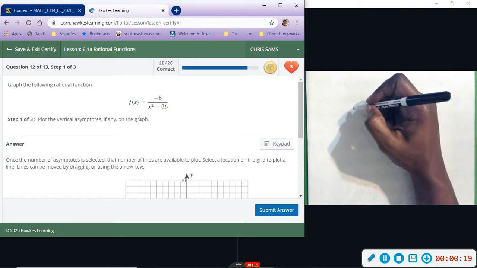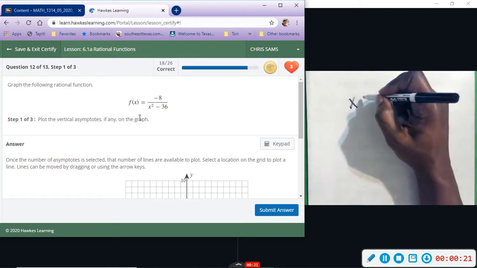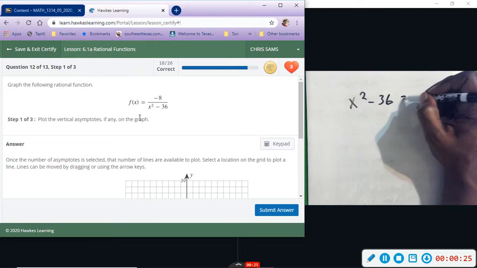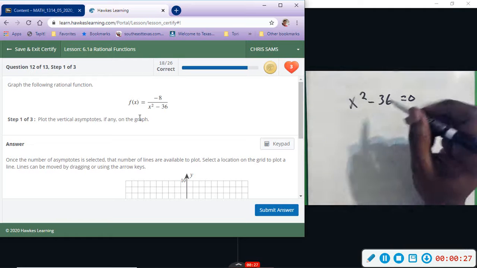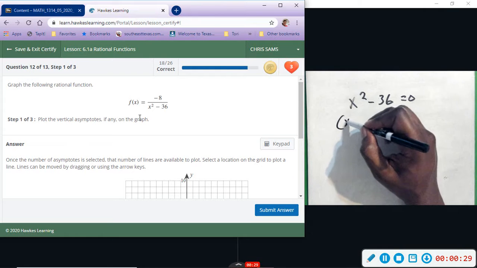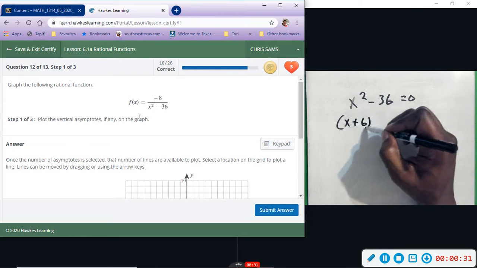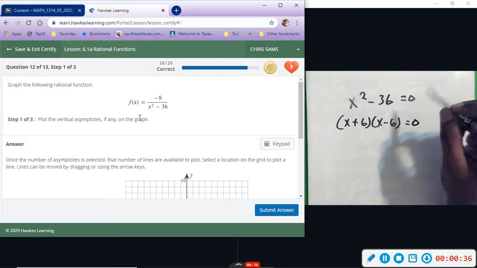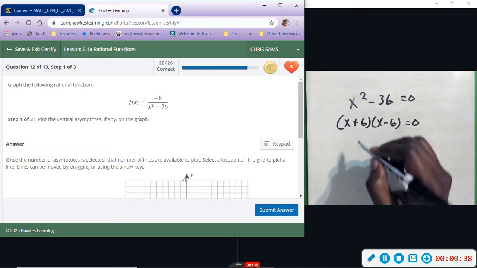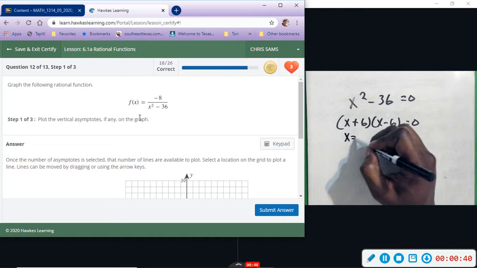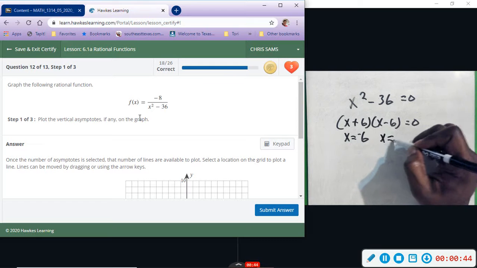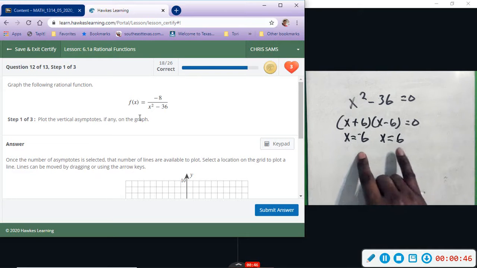So the bottom, this x squared minus 36, we've seen this one before. This is a difference of squares, so it will factor to x plus 6 and x minus 6. And then setting these two terms equal to 0 will give us x equals negative 6 and x equals positive 6. So we get two vertical asymptotes.